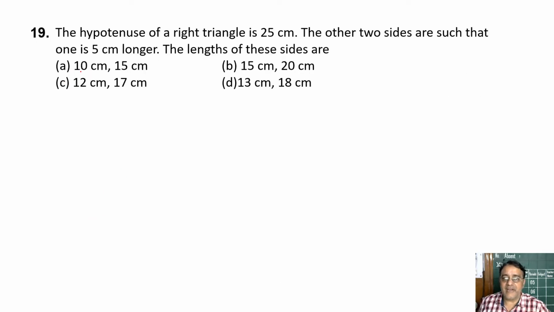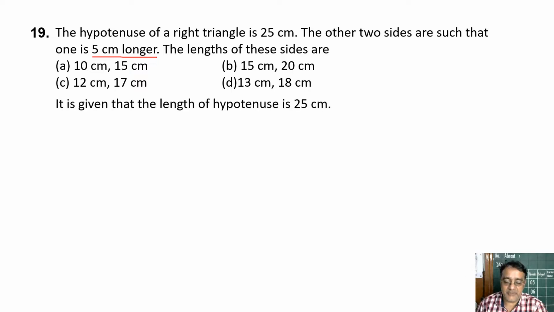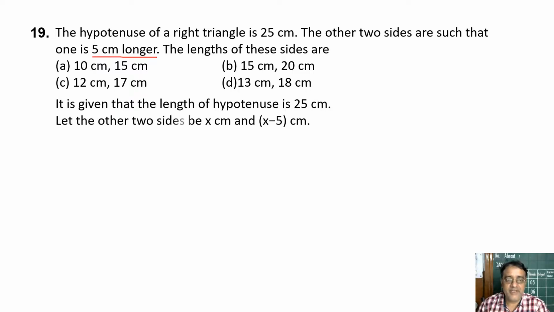The hypotenuse of a right triangle is 25 centimeter and the other two sides are such that one is 5 centimeter longer. The length of these sides are. Okay, fine. So first of all, it is given that the hypotenuse is 25 centimeter, and suppose the length of one side is x. So other side we can write x minus 5. So let the other two sides be x centimeter and x minus 5 centimeter.